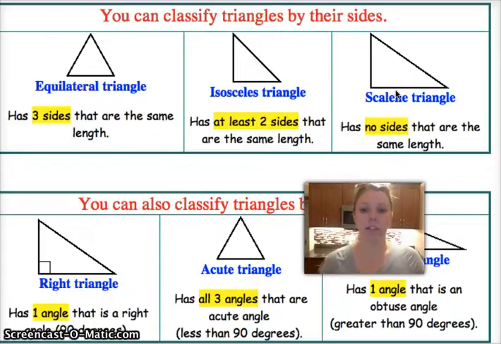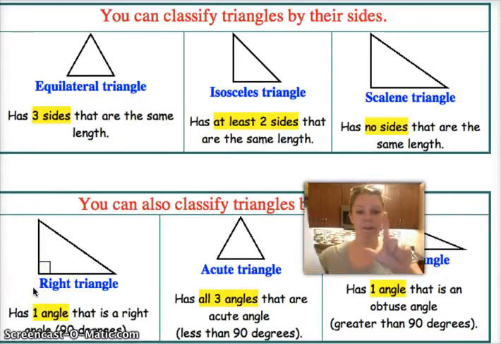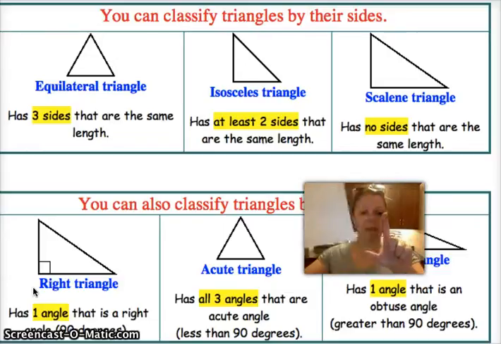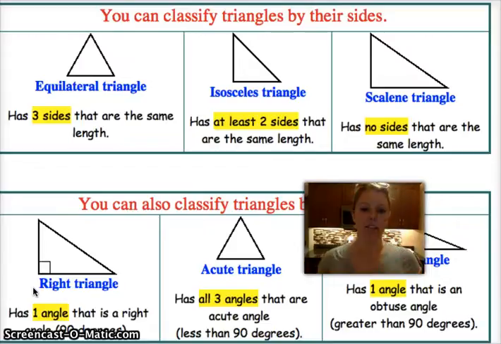You can also classify triangles based on their angles. You'll see at the bottom that you have a right angle for a right triangle, noted here with the little square. If you're measuring a triangle and you put that paper into one of the angles, if it fits perfectly, then that's a right triangle. As soon as you can find one of those angles to be right, that means it's a right triangle.